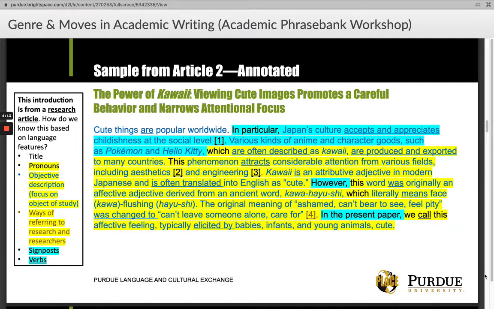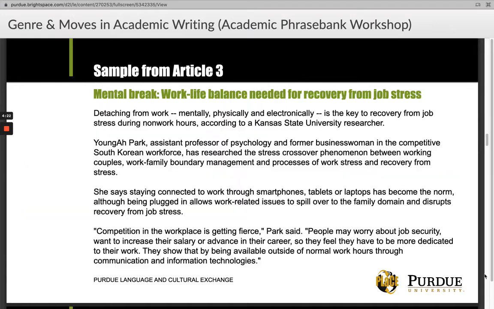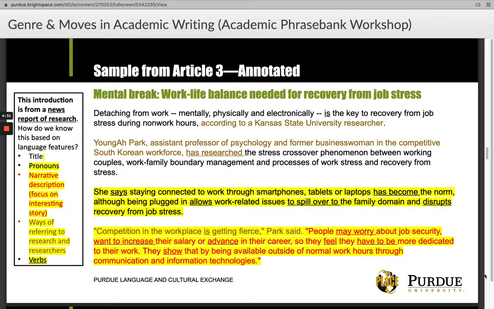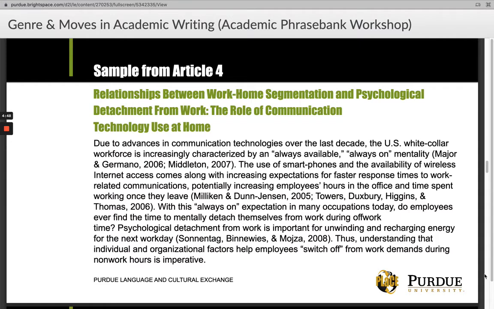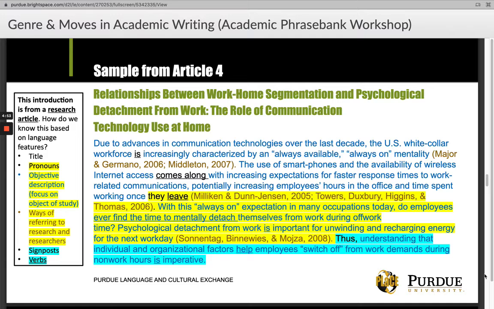And I like to use this as an example because this is an article about cute things, but it's actually a very formal academic paper. Here's the second example from a news article. And so we could look at some of the same features, the titles, the pronouns, the use of narrative descriptions, the less formal, more detailed way of referring to research and researchers, and then we could look at the verbs. They're often action verbs, a little more descriptive and informal than we might see in sample 4, which is another research paper. And here's sample 4 analyzed for some of the same features.